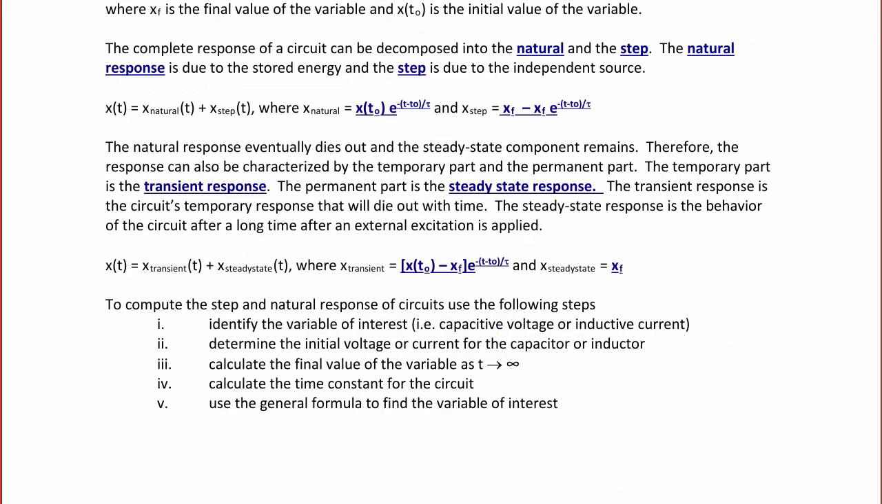To compute the step and natural response of circuits, use the following 5 steps. First, you identify the variables of interest, whether it's capacitor voltage, inductor current, resistor voltage or current. Then you determine the initial voltage or current for the capacitor or inductor. Step 3 is to calculate the final value of the variable as t approaches infinity. Calculate the time constant for the circuit right after switching occurs. So typically we've used t equals 0 plus. And finally, use the general formula to find the variable of interest.